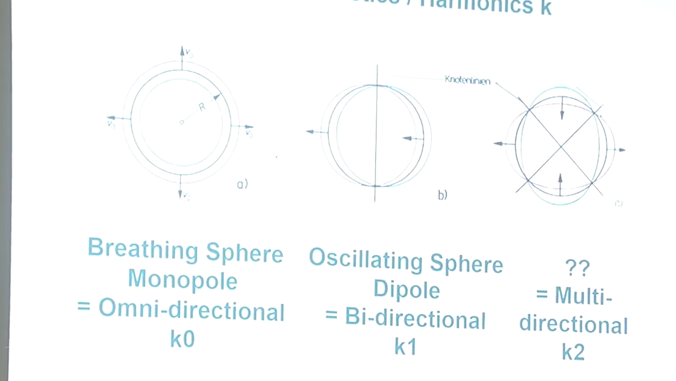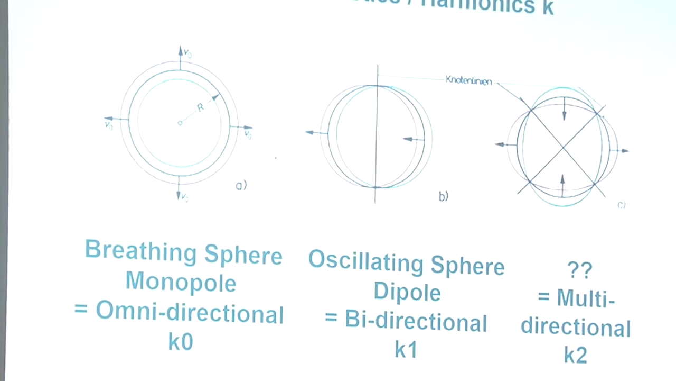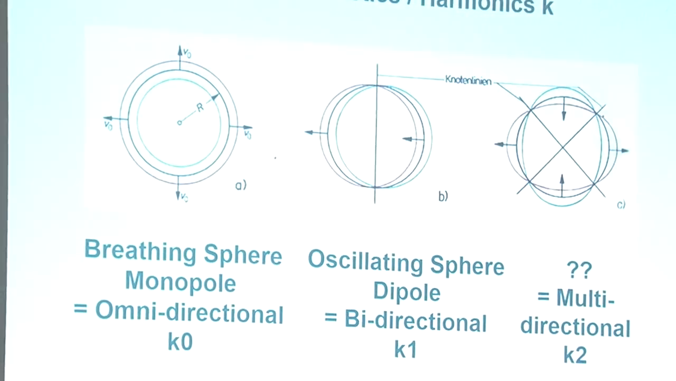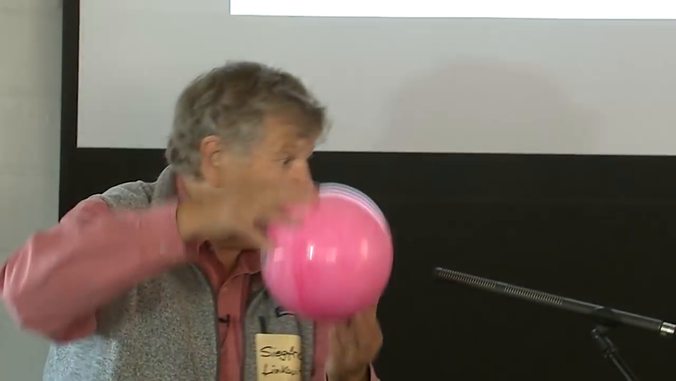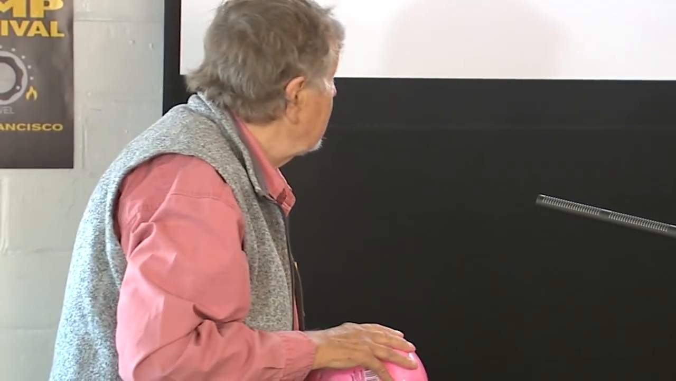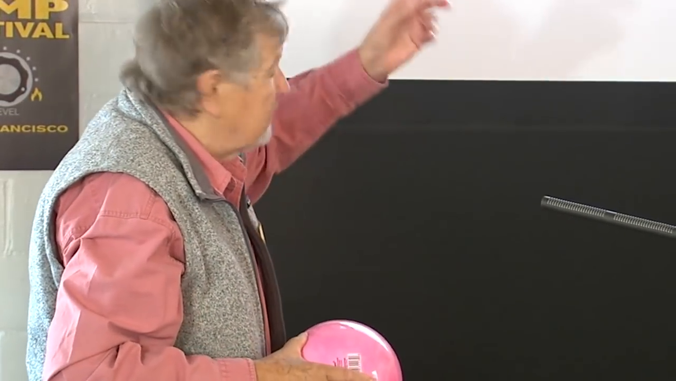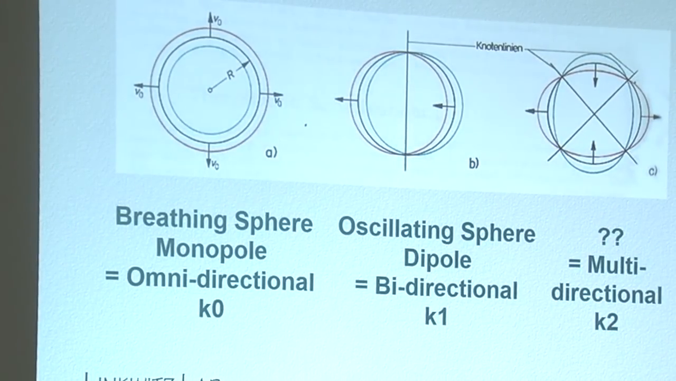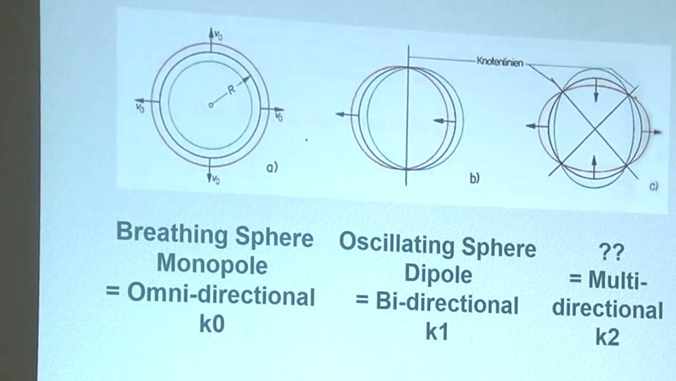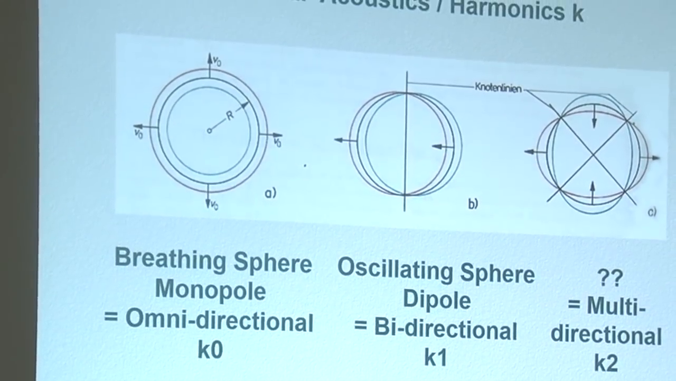And then there is a third way, and there are actually many more ways that the surface of this sphere might vibrate. If I press on both sides, it would bulge out in the middle. The ends would get pulled together. Well, that's called the second order radiator. As a matter of fact, all these different oscillating modes that the surface of a sphere has are called spherical harmonics.